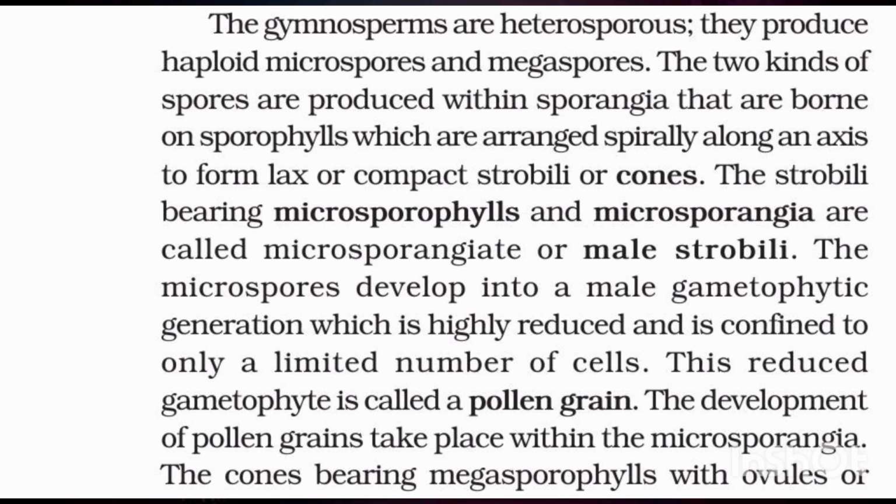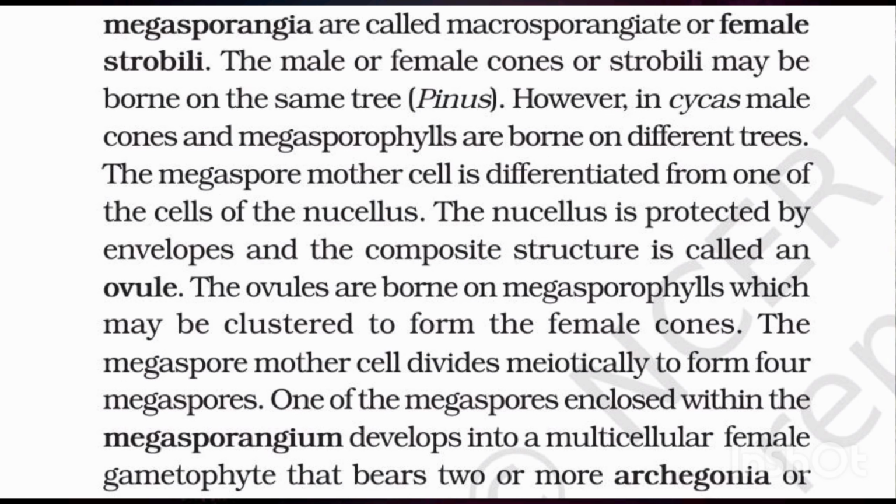The microspores develop into a male gametophytic generation which is highly reduced and is confined to only a limited number of cells. This reduced gametophyte is called a pollen grain. The development of pollen grains takes place within the microsporangia. The cones bearing megasporophylls with ovules or megasporangia are called macrosporangiate or female strobili.